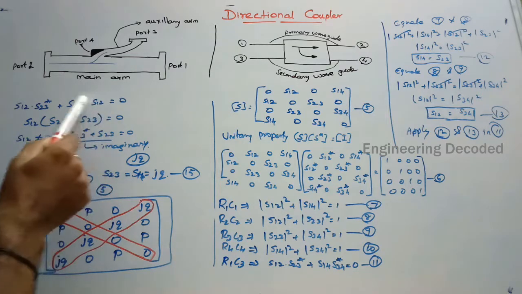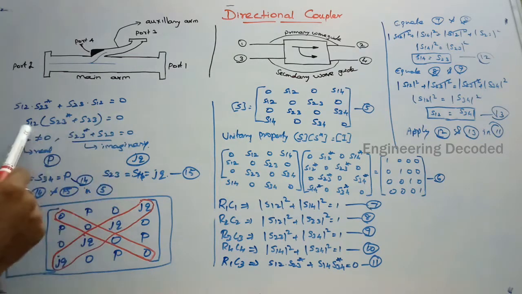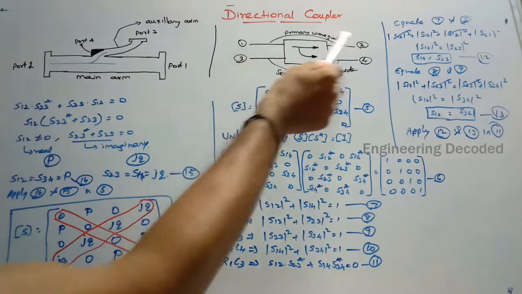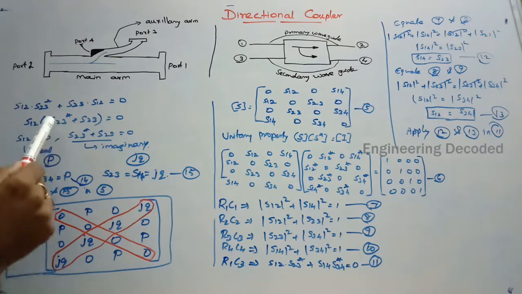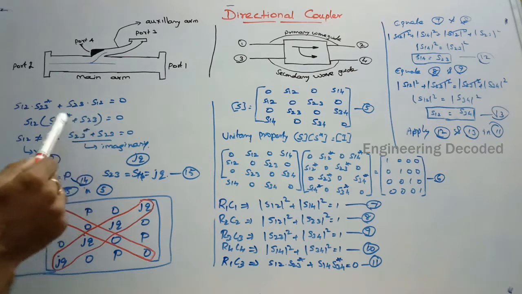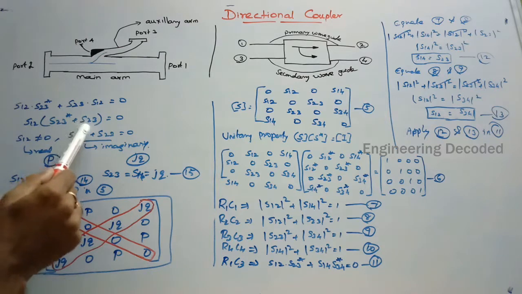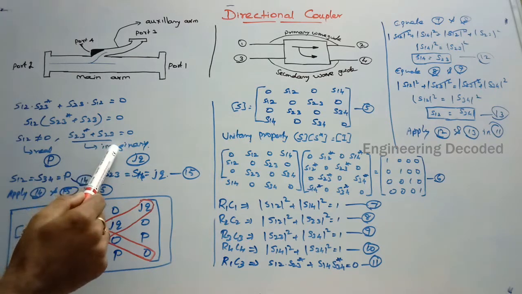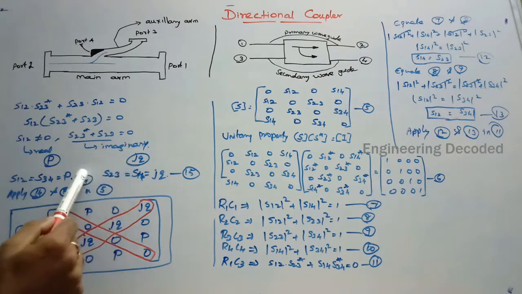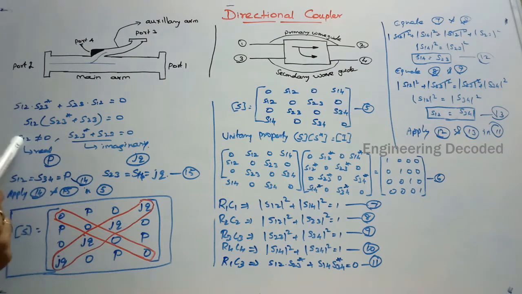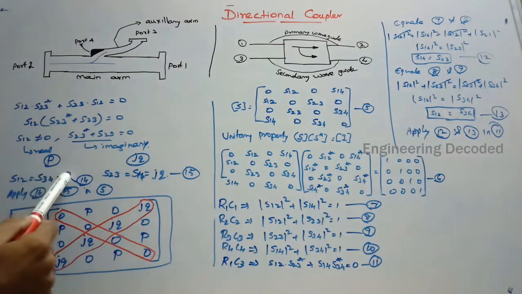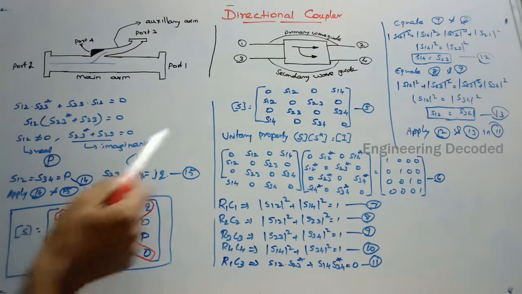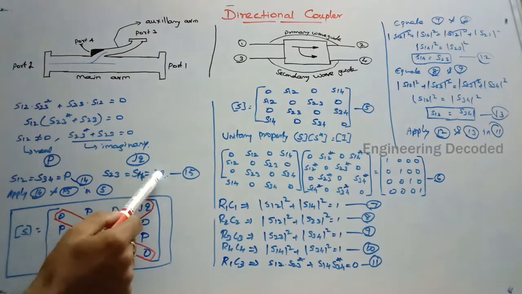On applying that, we will get this. Here S12 is nothing but an input from port 2 to port 1, so it cannot be 0. It's not equal to 0. It's a real number which is represented as P. S23 plus S23 star: there is a star, so it means it's an imaginary term. It can be represented as JQ. Now we know S12 is equal to S34, which can be represented as P. Similarly, S23 is equal to S14, which can be represented as JQ.